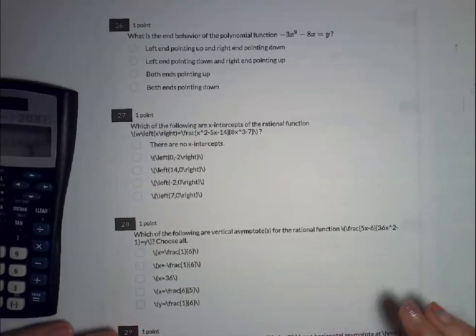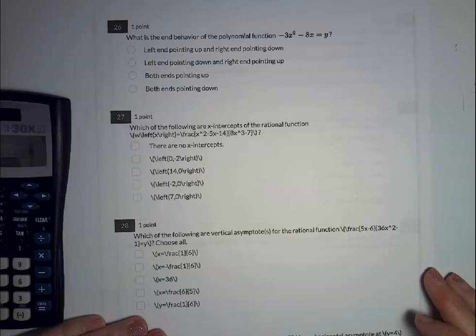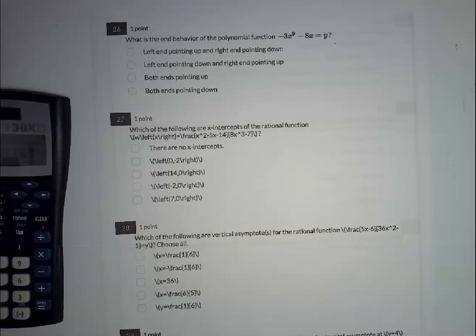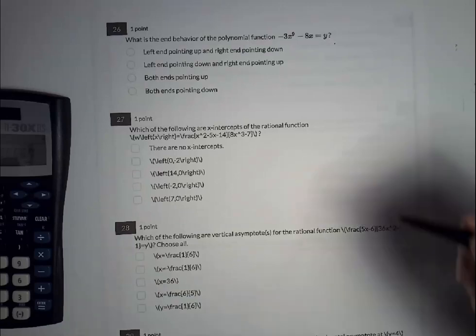26. What is the end behavior of the polynomial? Okay, so you have to know these. So just like the last one, I don't think I give it to you. Let me just make sure. No, okay, it's not on there. So you have to know these.